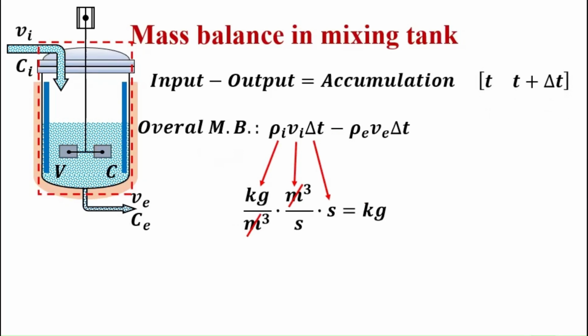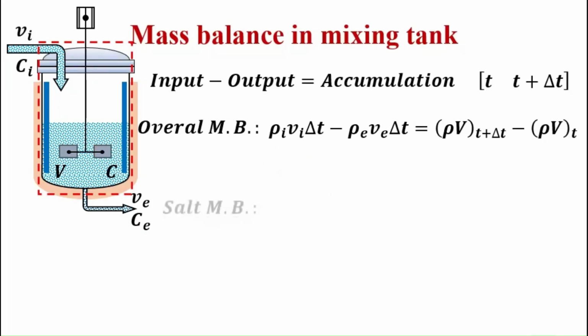The difference between these input and output masses is equal to the accumulation, which is the difference between the mass of solution in the tank at time t plus delta t and at time t. Next, we perform a molar balance on the salt over the same time interval. The number of moles of salt entering the control volume is equal to the inlet concentration multiplied by the volumetric flow rate and by delta t.